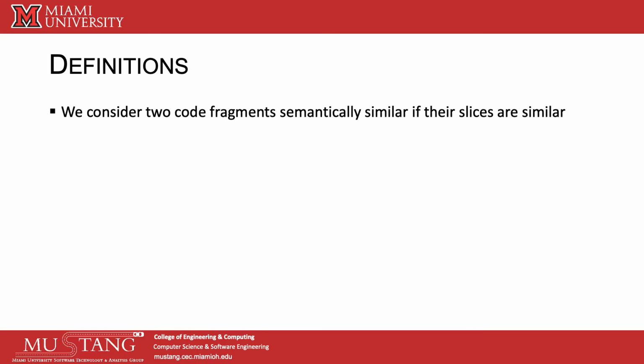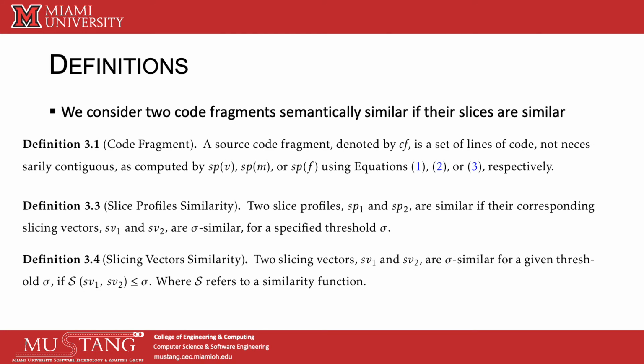Some definitions we use in our paper. We consider two code fragments semantically similar if their slices are similar. The code fragments in our work represent a slice profile, either on the variable level, the method level, or the file level. Two slice profiles are similar if their slicing vectors are sigma similar. Two slicing vectors are sigma similar if the similarity between them is less than a threshold. And we will talk about the threshold later.